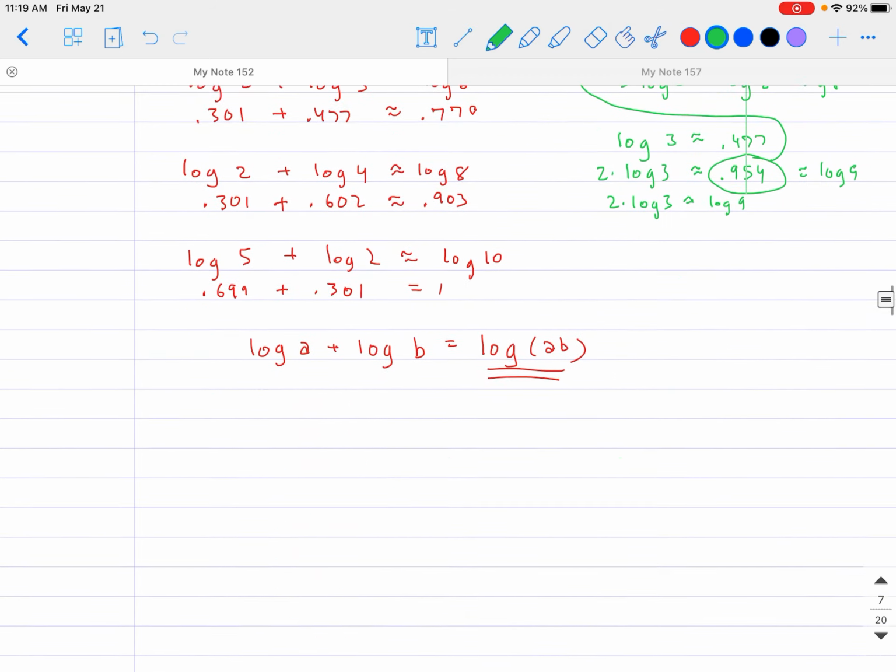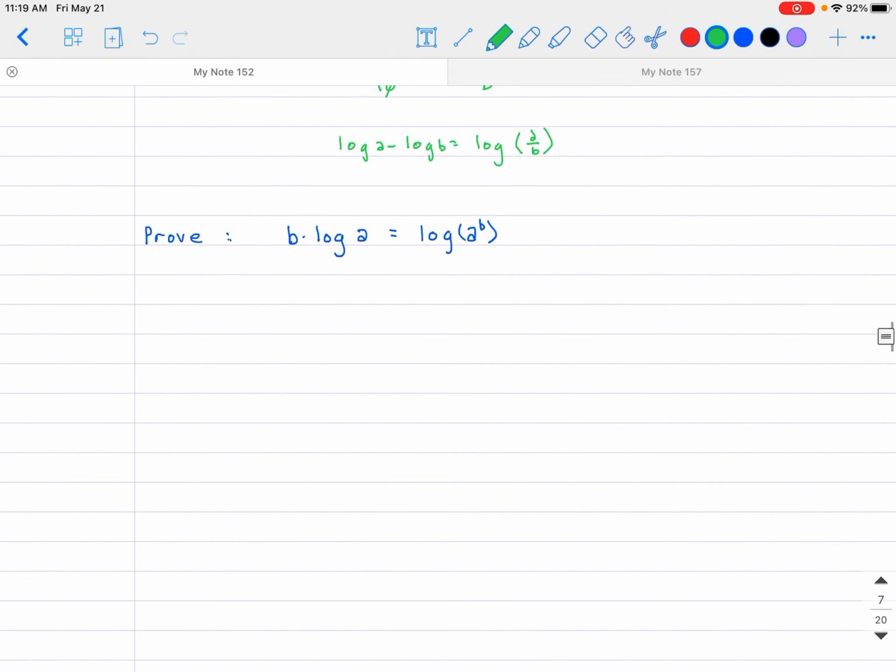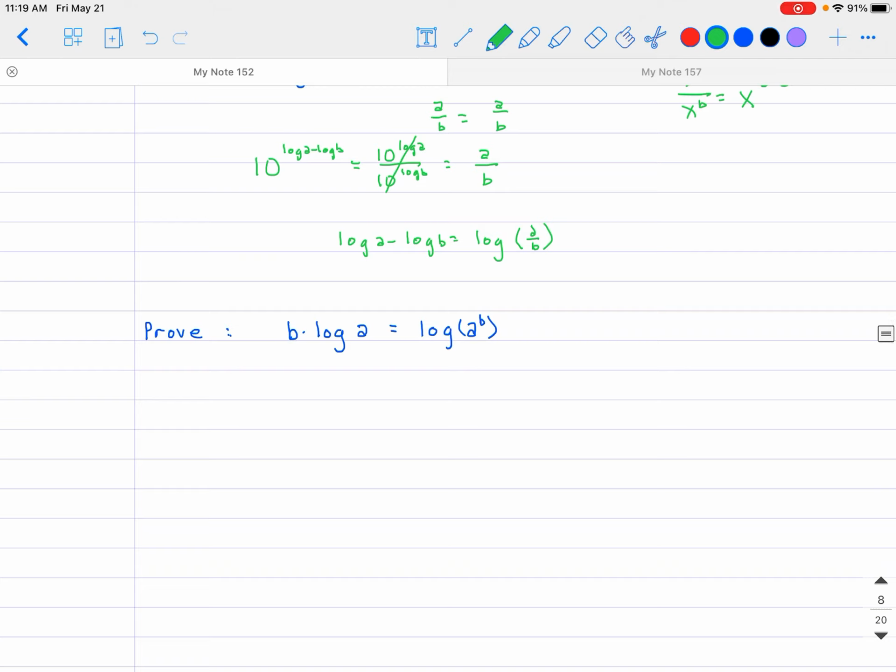So in terms of our logarithm properties, it's basically saying that if you have an exponent over here in the logarithm, you can go ahead and take it outside as a multiplier. So that's how it works for the last property.